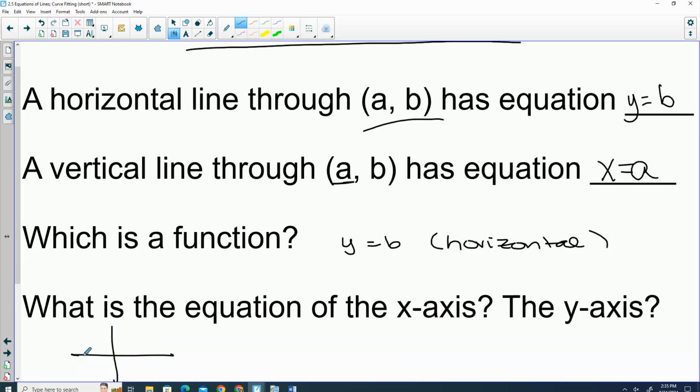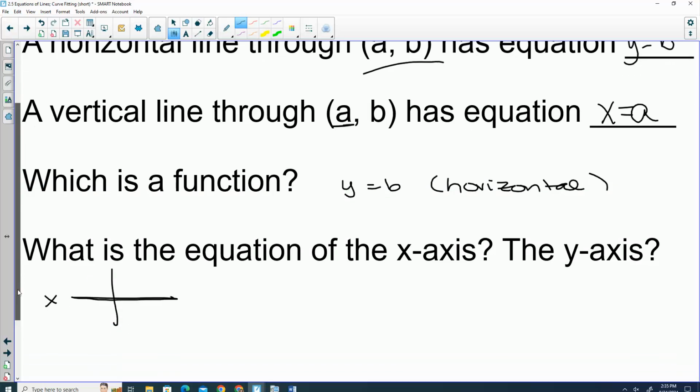Can you tell me, what is the equation of the x-axis? The x-axis is what kind of line? Horizontal. What's the equation of a horizontal line? Y equals, what's y equal to if you're on the x-axis? 0. The y-axis is what kind of line? That's your x equals 0.